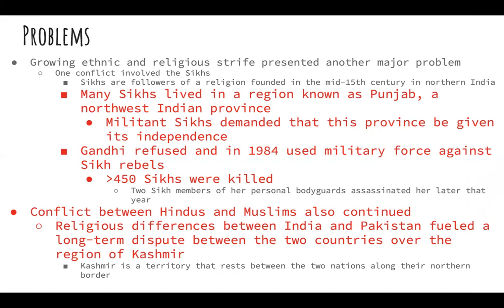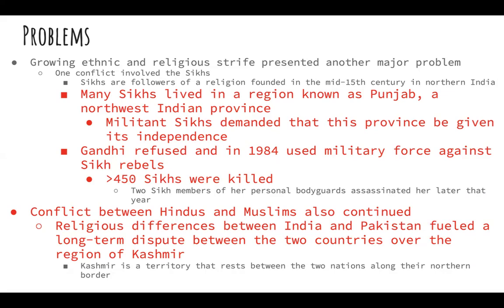Problem. So growing ethnic and religious strife present another major problem. One conflict involved Sikhs. Sikhs are followers of a religion founded in the mid 15th century in northern India. Sikhs live in a region known as Punjab, a northwest Indian province. Militant Sikhs demanded that this province be given its independence. Gandhi, Indira Gandhi, refused and in 1984 used military force against Sikh rebels. More than 450 Sikhs were killed. Two Sikh members of her own personal bodyguard will assassinate her later that year.